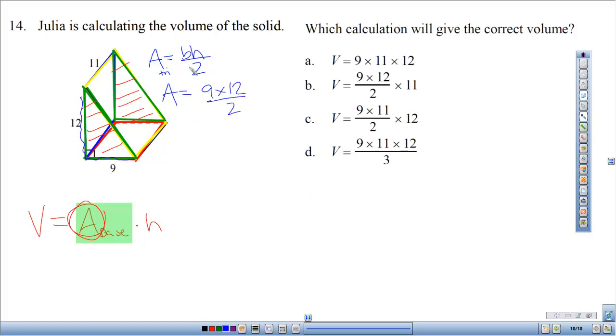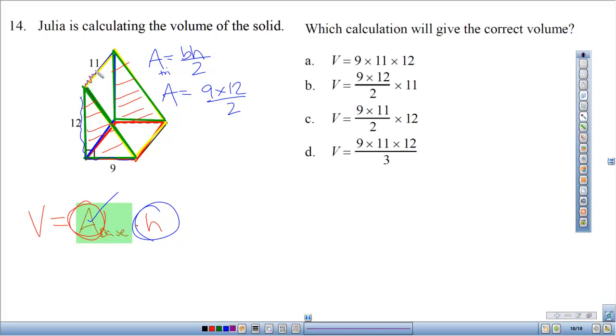Okay, so I've got the area of my base. That's done. What I need to do now is find out my height. Well, you might look at this and say, well, obviously the 12 is the height. Okay, and that is how tall the thing is, but here's where it gets a little confusing. That's not really the height for a prism. The height for a prism is how far apart the two matching bases are. In other words, how far apart are these two triangles?